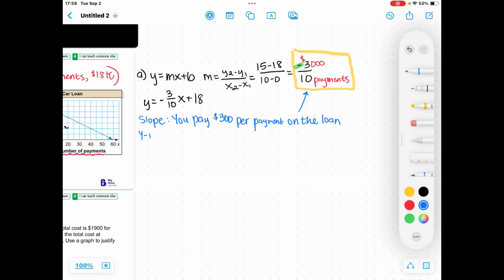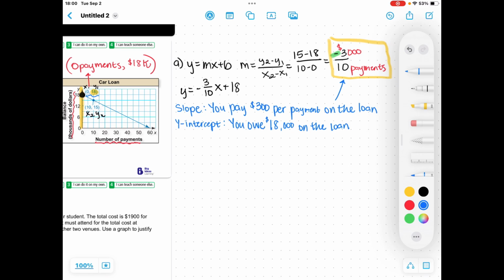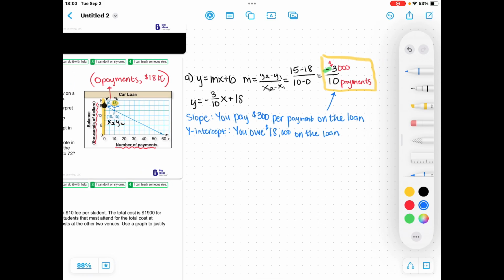Now your y-intercept, what does this 18 actually mean? It just means you owe $18,000. It's your starting point. Where does it cross that y-axis? Well, it crosses it at (0, 18), which means you've made 0 payments and owe $18,000. And that is all of part A.